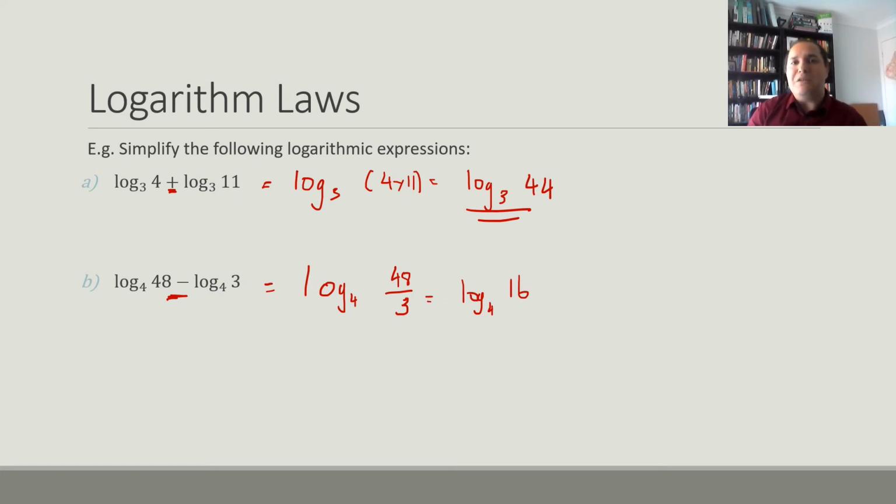Now when doing these logs, make sure you always try and see if you can simplify it further. Remember that 16 equals 4 squared, so log base 4 of 16. What power of 4 gives us 16? Well, it's 2. So there's our final simplified solution. Log base 4 of 48 minus log base 4 of 3 actually just equals 2.